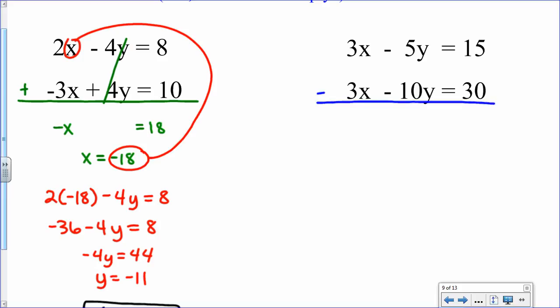Just be careful when you're subtracting. I have to do negative 5 minus negative 10. Okay, so every term has to subtract.